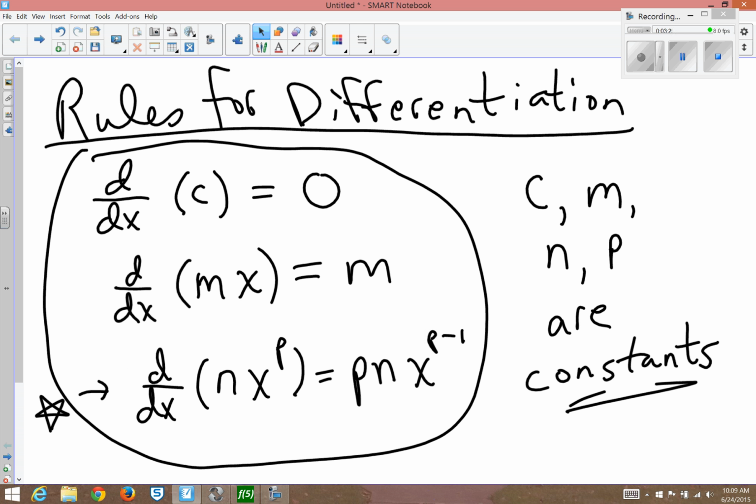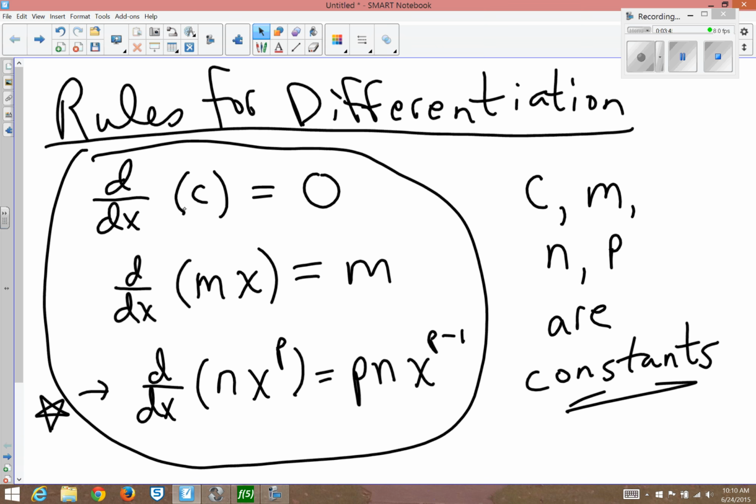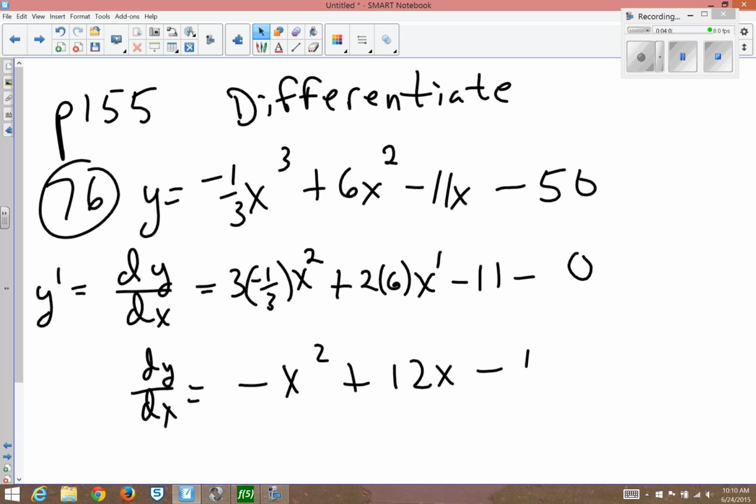The next term, we're going to use the middle rule here. A number times x, the derivative of a number times x is just the number. Example, the derivative of negative 11 times x is negative 11. And the last term is a constant. That's the first rule. The derivative of any constant is 0. The derivative of negative 50 is negative 0, or positive 0, doesn't matter. So this simplifies to negative 1x squared plus 12x minus 11.